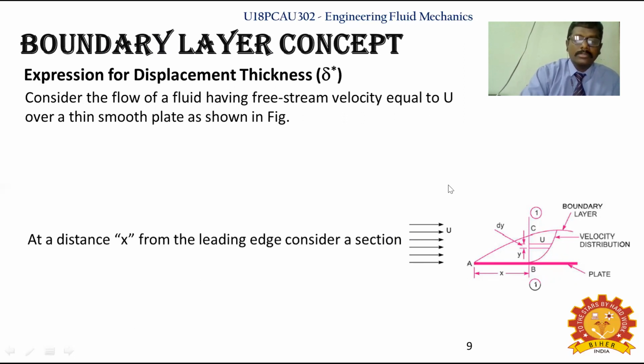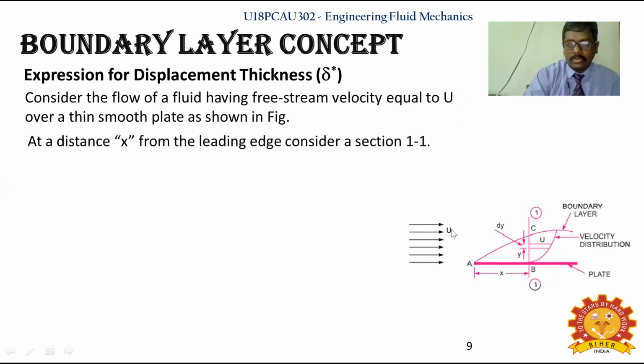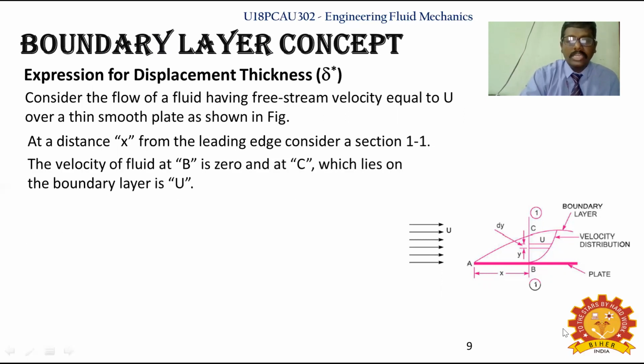At a distance x from the leading edge, you mark a point B. At that point, you will be considering a section, which we call section 1-1. Now the velocity of the fluid at B is considered to be 0. After that, it goes on increasing.